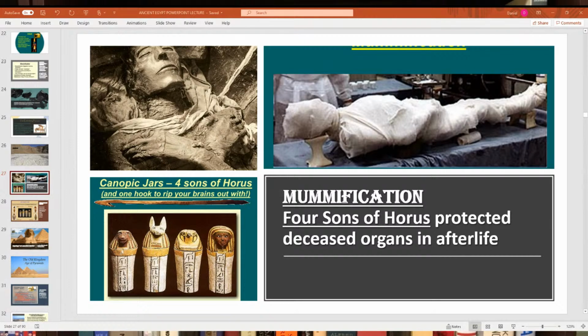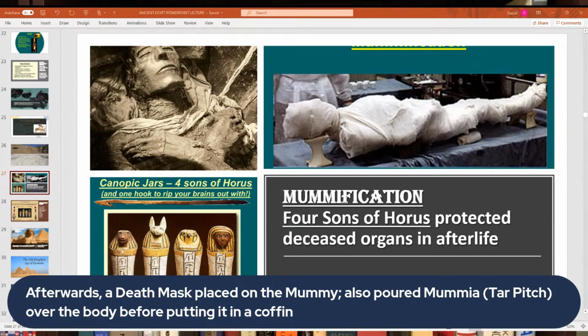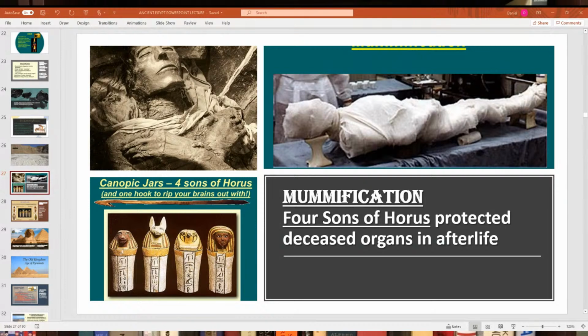So from there, they had other processes. Usually, especially the wealthier people might have a death mask that they put on the mummy or paint on the mummy, which I've seen as well. They also would pour mumia, the tar pitch, on the mummy after they do the bandages. There are some cases where I think they poured the tar pitch on the coffin as well, to help preserve it. So all kinds of things like that occurred.